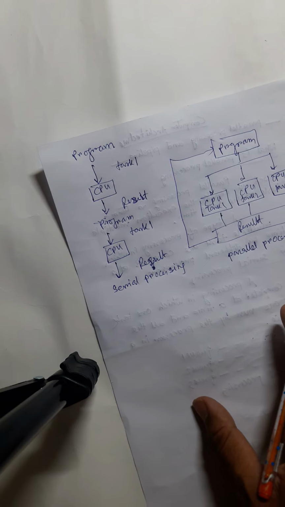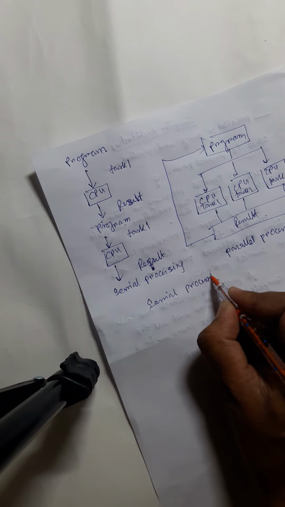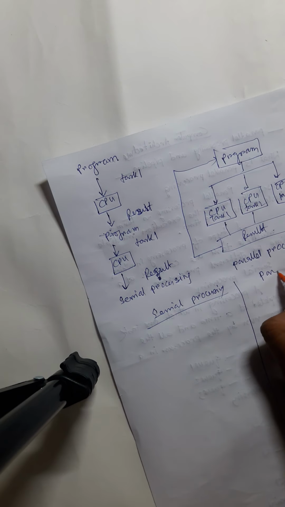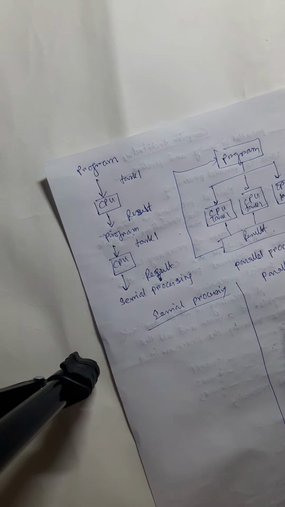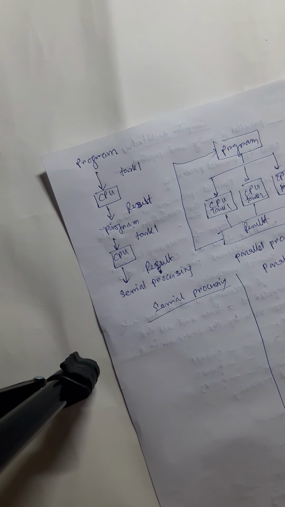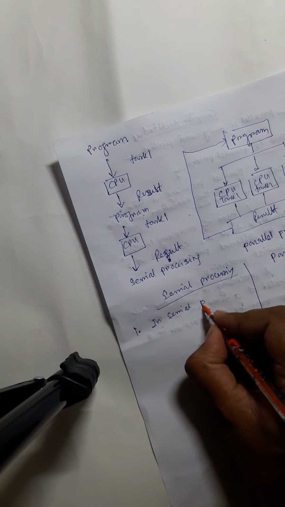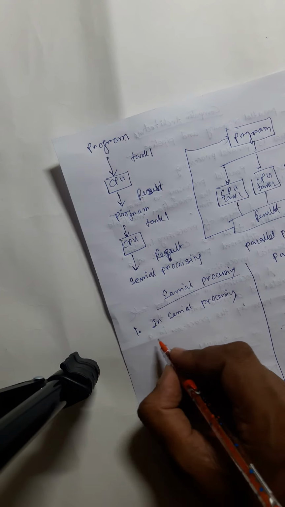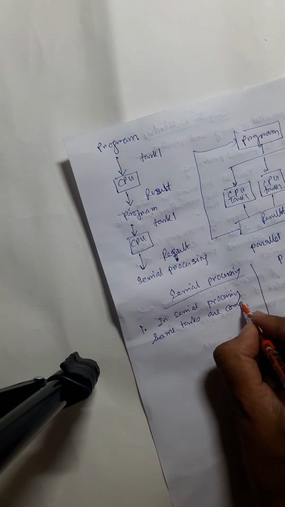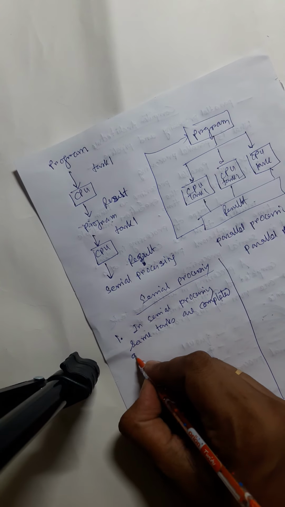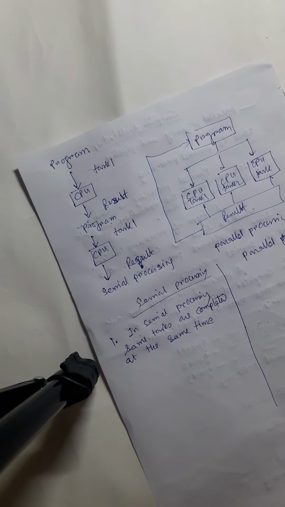So what is the basic difference between serial and parallel processing? This is serial processing and this is parallel processing. What are the basic differences of serial and parallel processing? Number 1, in serial processing, the same tasks are completed at the same time.